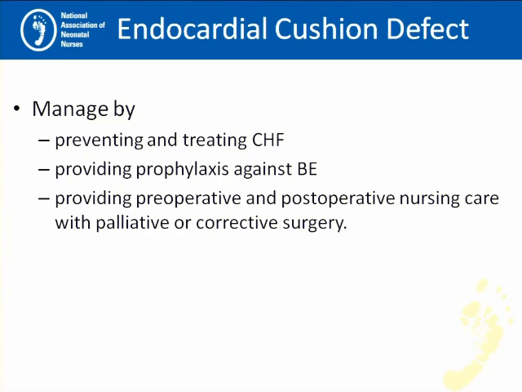Corrective surgery is generally indicated when congestive heart failure symptoms are unresponsive and with recurrent pneumonia, failure to thrive, and pulmonary hypertension from large shunt. Repair is usually done between 6 months and 2 years of age.